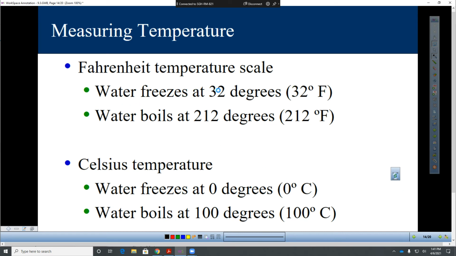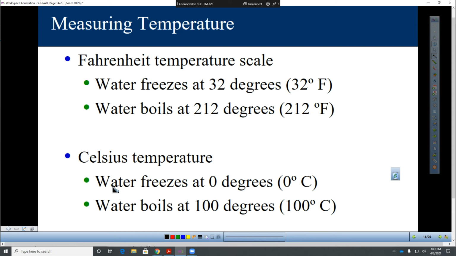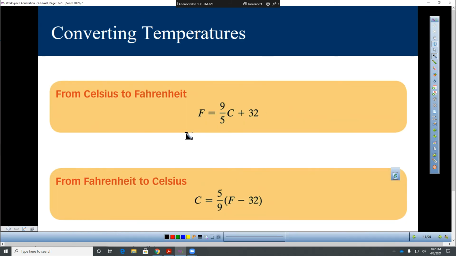Well, we know water freezes at 32 degrees Fahrenheit, right? If it's below 32 degrees and it's rain, it turns to snow. Water boils at 212 degrees Fahrenheit. In Celsius, water freezes at 0 and boils at 100. So 212 degrees Fahrenheit is equivalent to 100 degrees Celsius. 32 degrees Fahrenheit is equal to 0 degrees Celsius. And they use that fact to come up with these formulas. If I'm given Celsius and I want to know how much Fahrenheit that is, I just plug right into this formula.